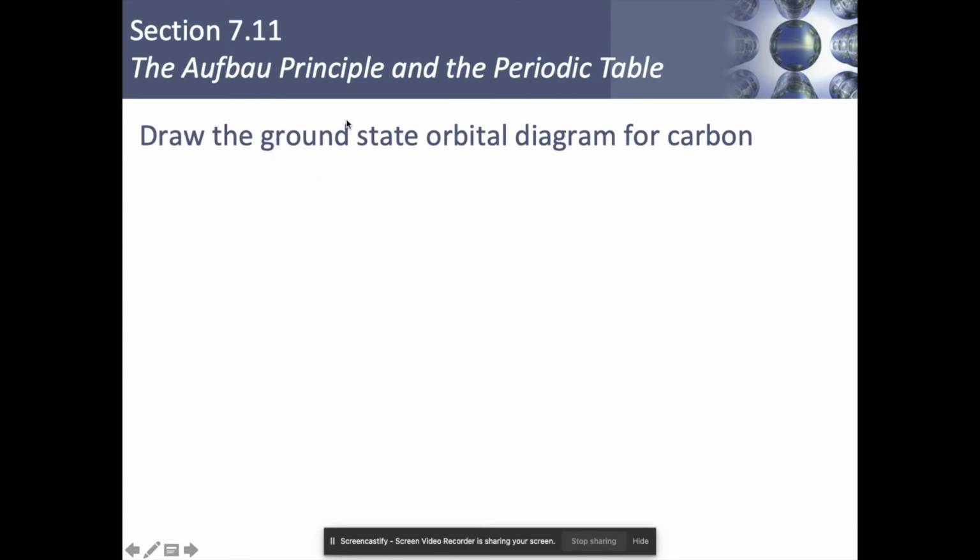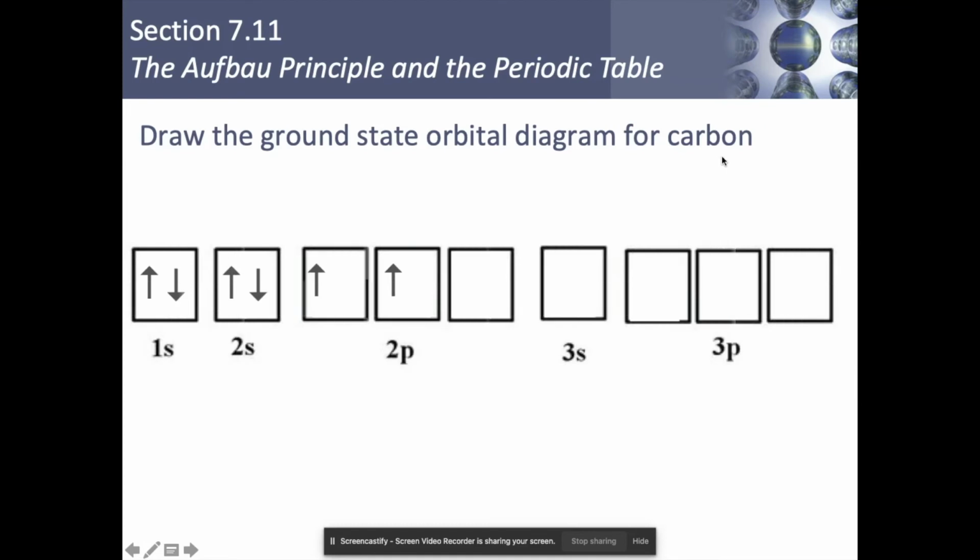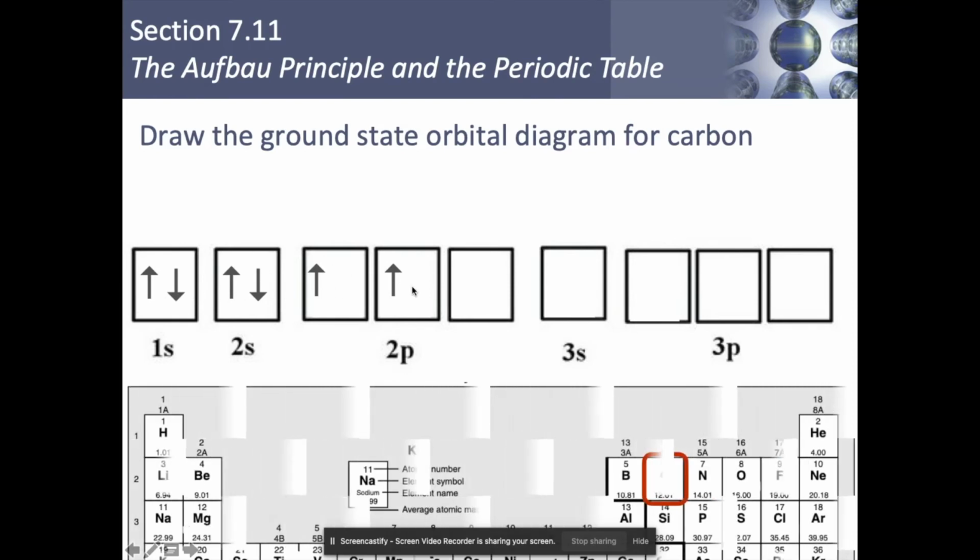Now let's draw some ground state orbital diagrams for various elements. Let's start with carbon. Find carbon on your periodic table, and let's see if you can draw an orbital diagram for it. Okay, I'll show you. It would look something like this. So notice I have 2, 4, 5, 6 arrows. Why 6 arrows? Because carbon is the 6th element on the periodic table. Whatever the atomic number says, that is the number of electrons you have in your diagram. All right, let's try the next one.